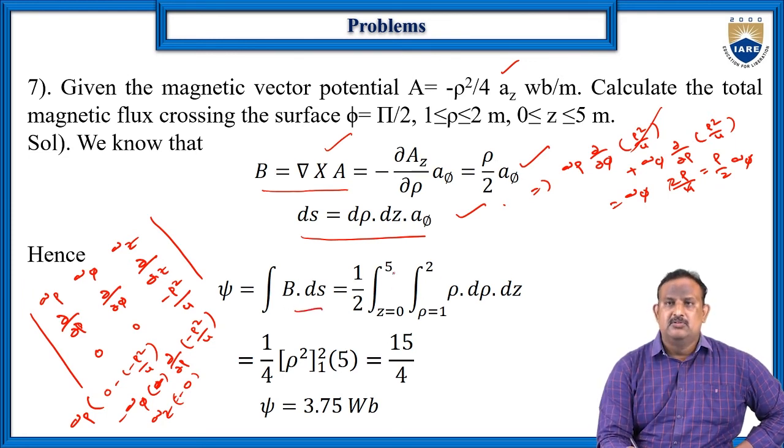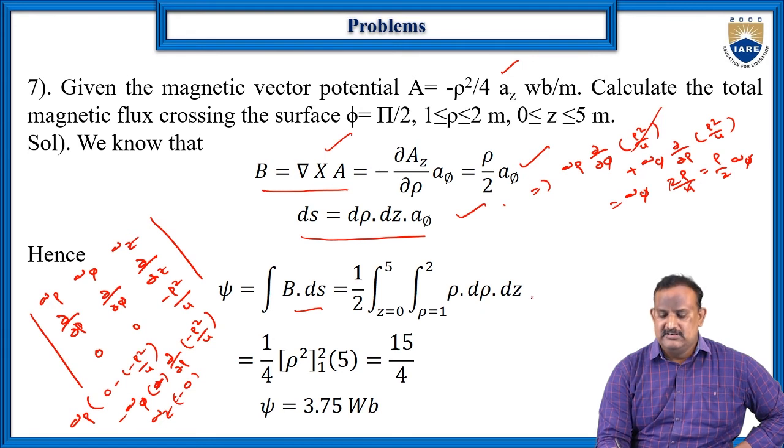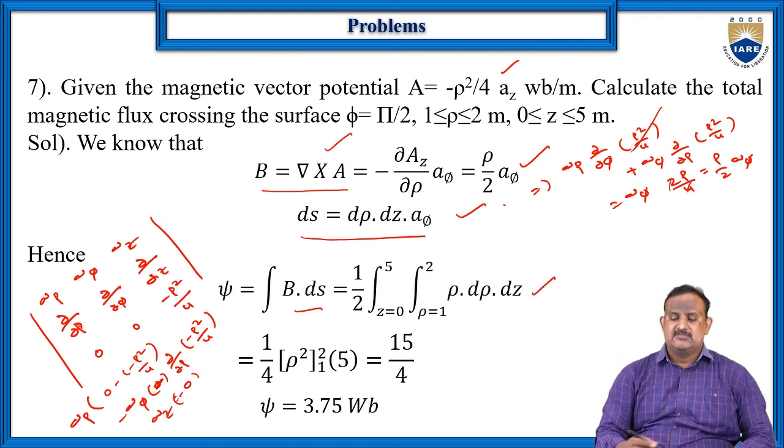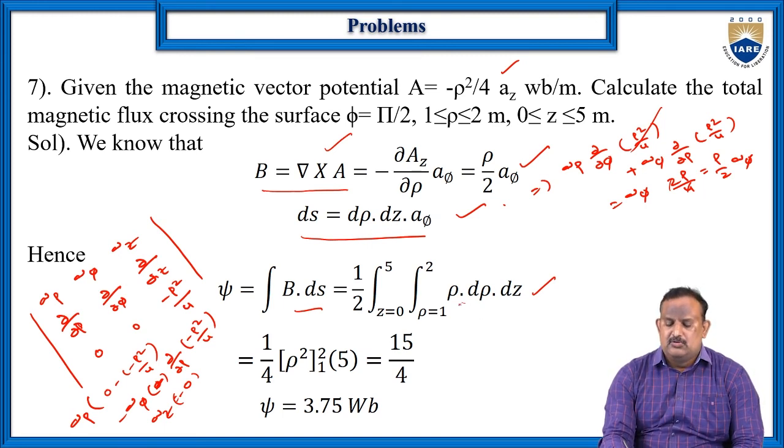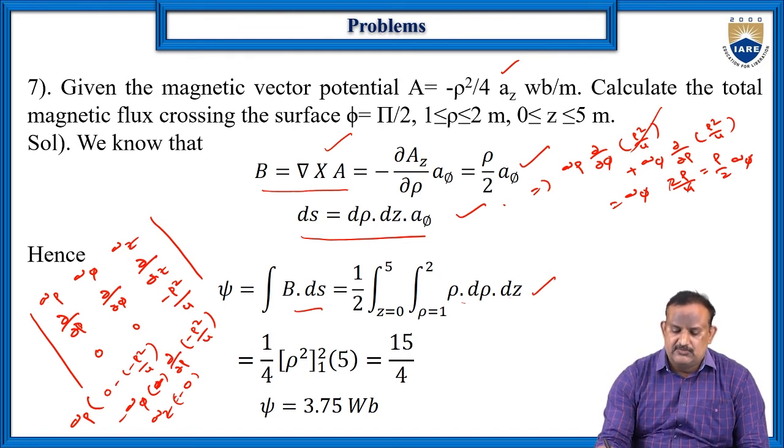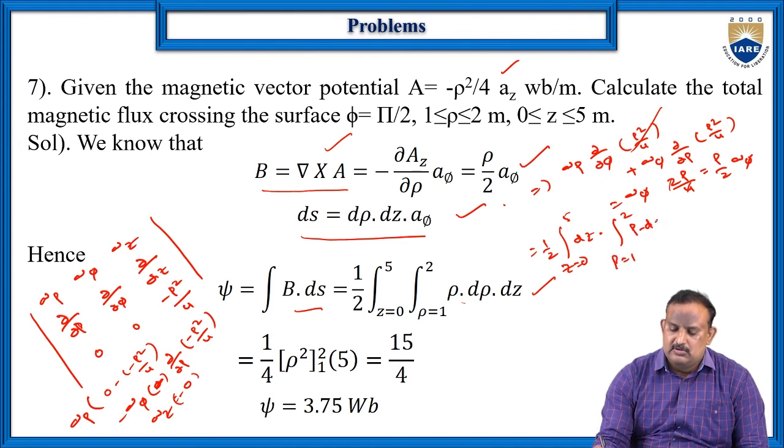So 1 by 2 into integral, the limits are given as z equal to 0 to 5 and rho equal to 1 to 2, rho dz. Because in place of ds, I am substituting d rho dz A phi. So already rho is there, therefore rho d rho dz. We need to integrate this separately. So it is 1 by 2 integral z equal to 0 to 5 dz, and integral rho equal to 1 to 2 rho d rho.